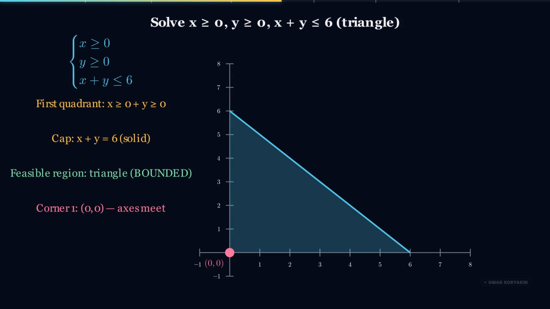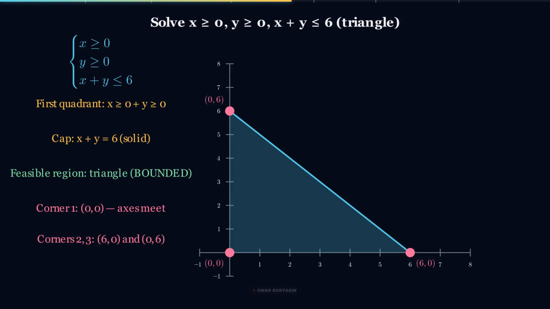At 0, 0, x is 0, which satisfies x at least 0, y is 0, which satisfies y at least 0, x plus y equals 0, which is at most 6, all three satisfied. At 6, 0, similar checks all pass. At 0, 6, similar checks all pass. All three corners are valid vertices.